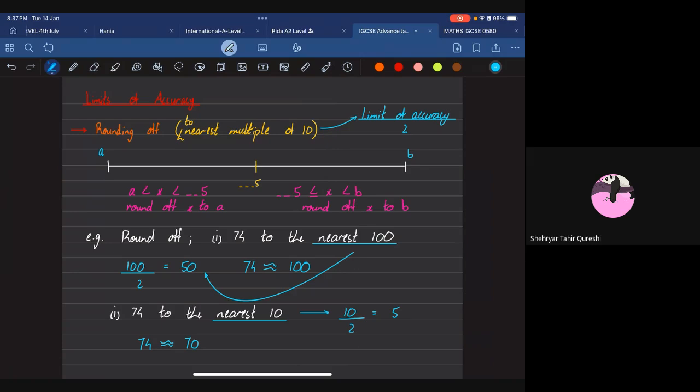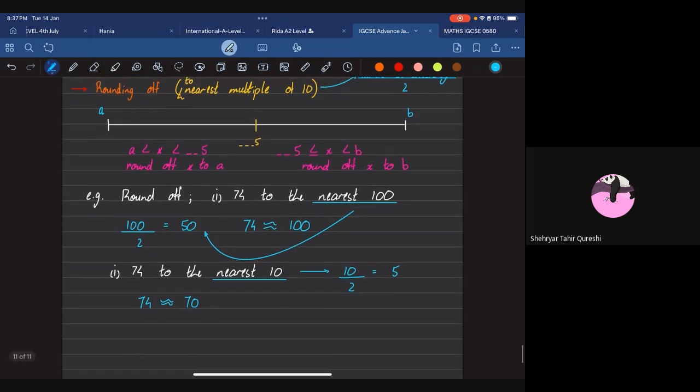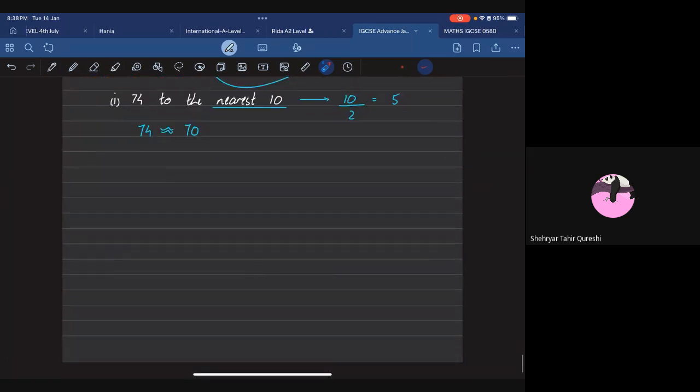Let's continue. One thing that you need to know is that whenever it is, it can be a decimal, it can be anything, whatever number it is, if it's greater than 5, then it's going to be rounded off to the next number. If it's less than 5, it's going to be rounded off to the previous number. Is this clear? If there's anyone who doesn't get this, let me know.